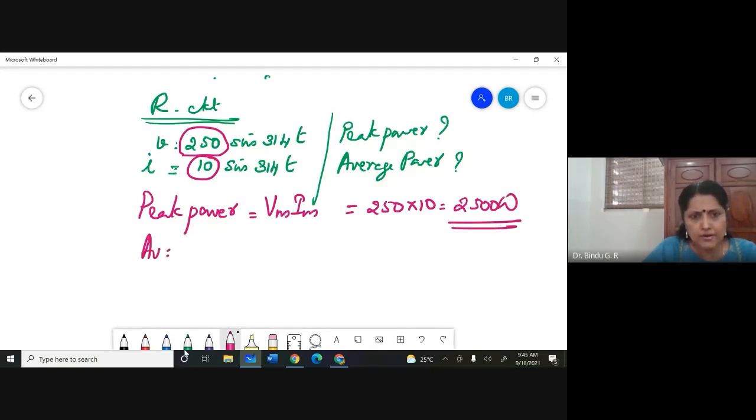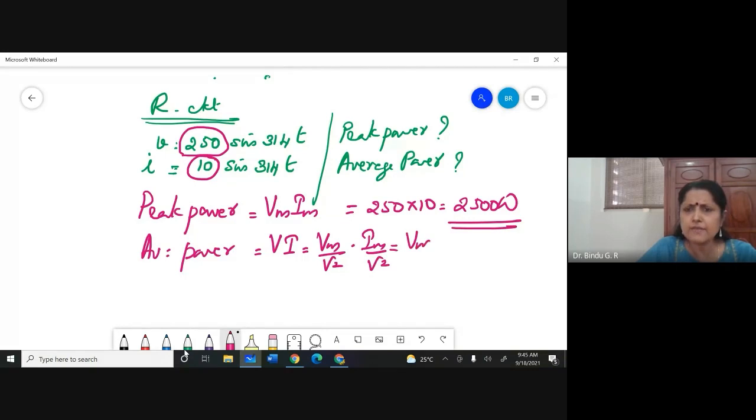Average power, on the other hand, will be VI, that is Vm by root 2 into Im by root 2, or I can even write this as Vm Im by 2.